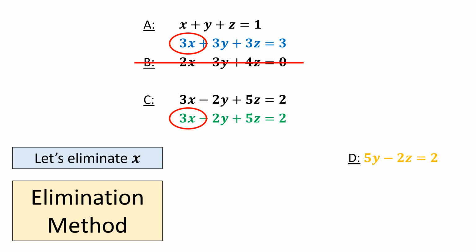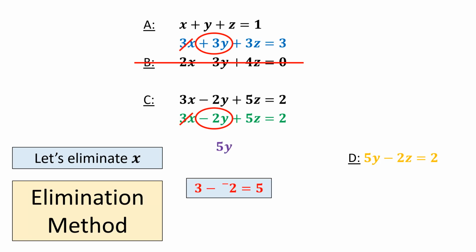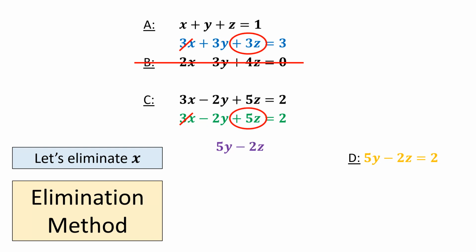So 3x take away 3x eliminates. 3y take away negative 2y. Again, be careful of your negatives. We get positive 5y. 3z take away 5z is negative 2z. And 3 take away 2 is 1. Well, this is equation E, and we'll pop them down here ready for our next stage of working.